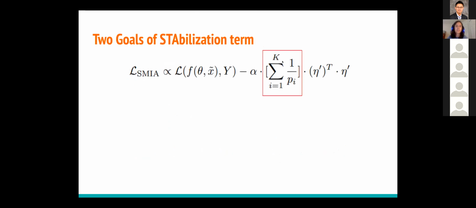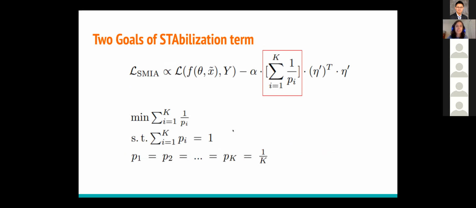So first off, we have this summation. If we want to minimize this summation such that all the probabilities have to add up to 1, the best way to do that is for all the probabilities to be the same, 1 over k, the number of classes. This means that this term is trying to force all the probabilities to be equal for all the possible states it can be. This is a fixed spot that our stabilization term is trying to get our perturbation going towards.